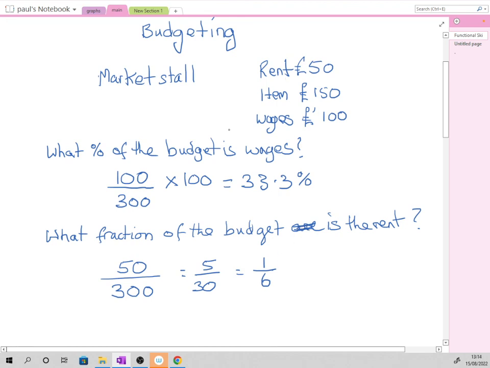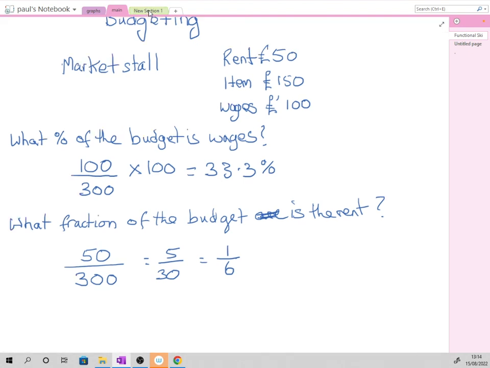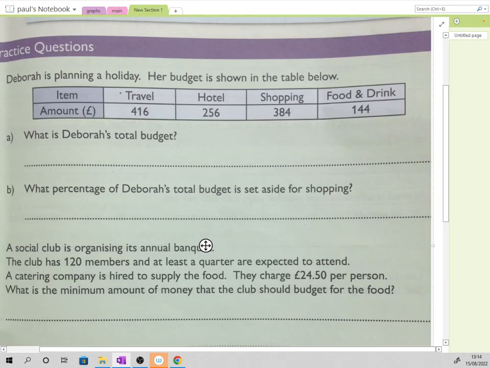So there's budget. You're working out a percentage of one of the parts of the budget or a fraction of one of the parts of the budget. Let's see what these questions are. Now, Deborah is planning a holiday and her budget is shown in the table below. So we've got travel, hotel, shopping, food and drink. What is Deborah's total budget? So in this case, all we're going to do is add them all together. And this will come in handy for the second part, I'm sure.